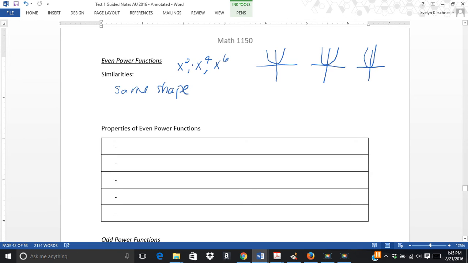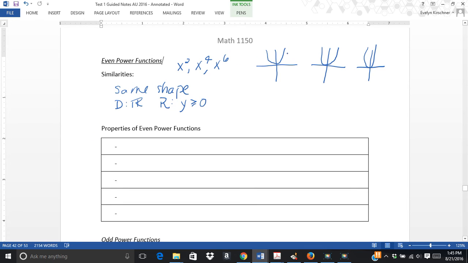If I'm just graphing x squared, x to the 4th, they all have the domain of all real numbers. And my range is y has to be greater than or equal to 0. So there's no negative numbers. They all are at 0 and they increase, right? They both go to infinity. They kind of look like someone with the 2 arms held up. So let's look at the properties of even power functions, knowing that.